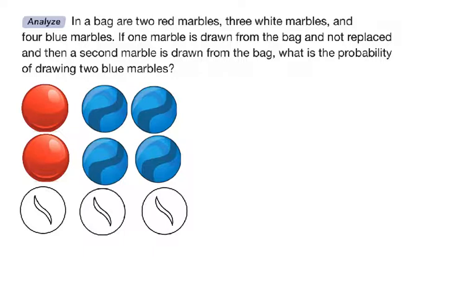Alright, so in a bag there are 2 red marbles, 3 white marbles, and 4 blue marbles. If 1 marble is drawn from the bag and not replaced, and then a second marble is drawn, so we've got a first draw and a second draw, what is the probability of drawing 2 blue marbles?